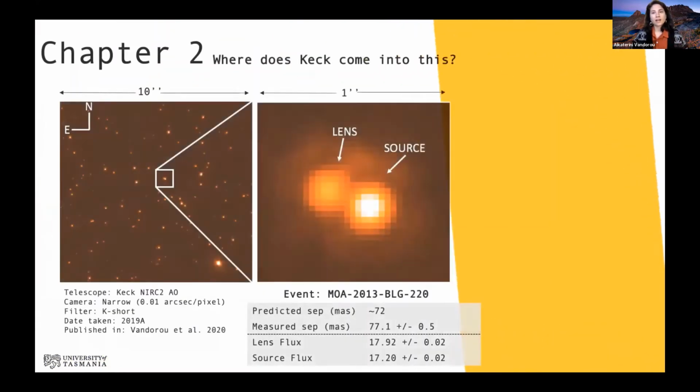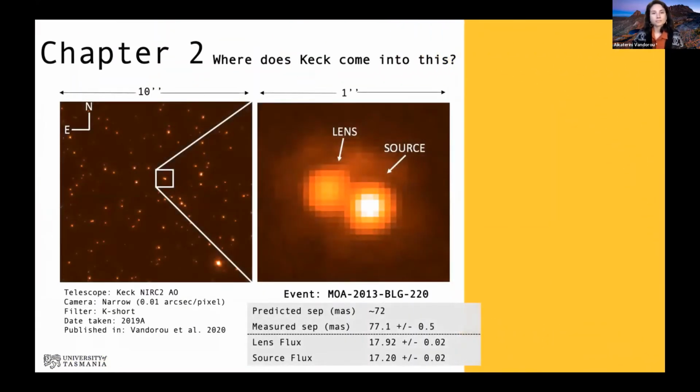And this is where Keck adaptive optics comes in. If we wait several years after the initial detection has taken place, the relative proper motion between the source and the lens may be large enough that they can be resolved. So using telescopes like Keck, we can see the separation. This image here is a good example of what a resolved source and lens look like.